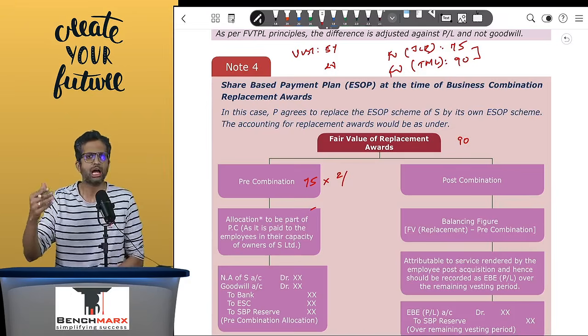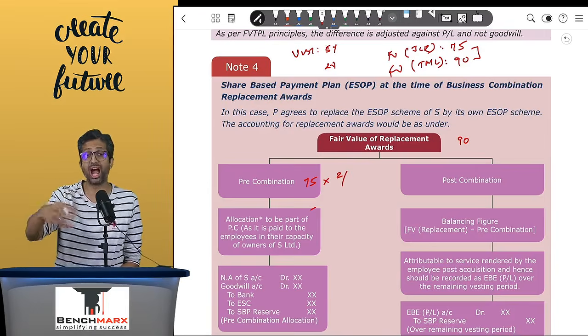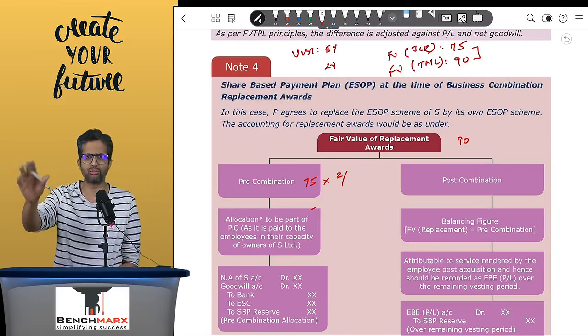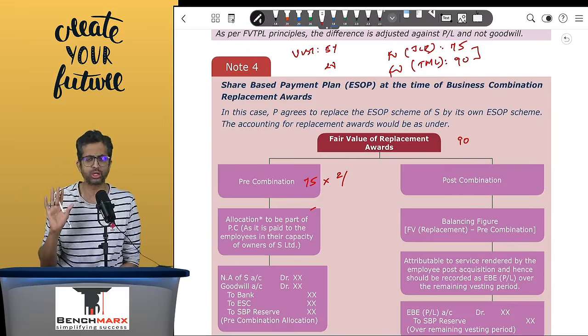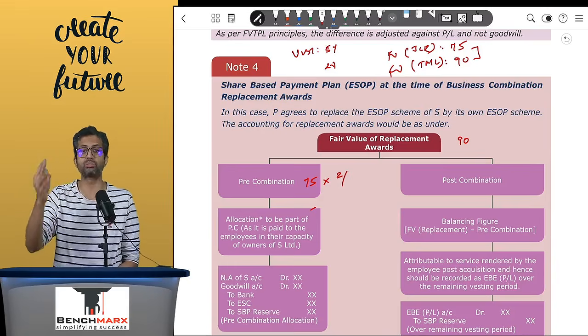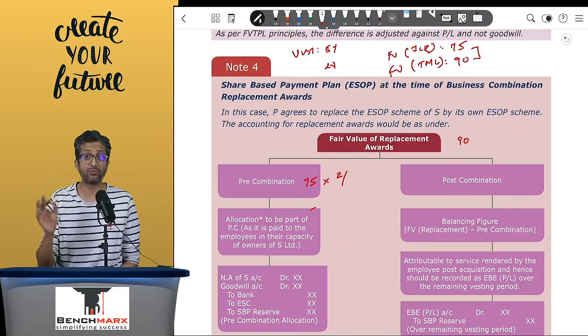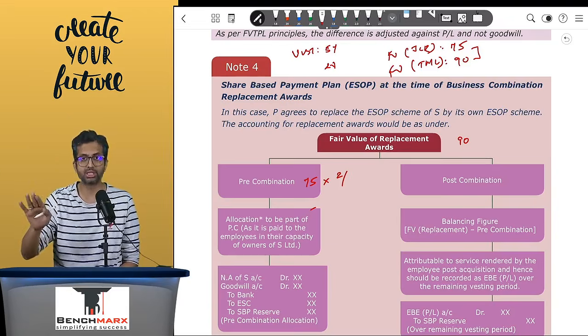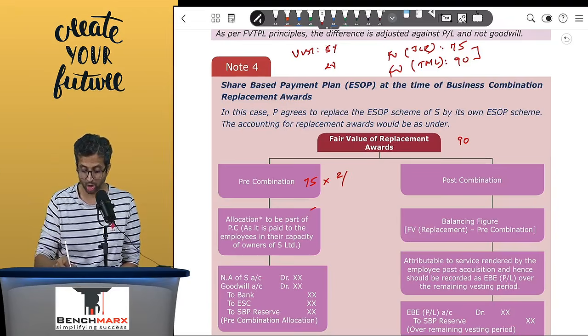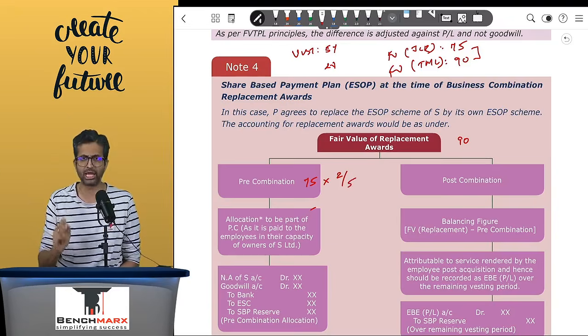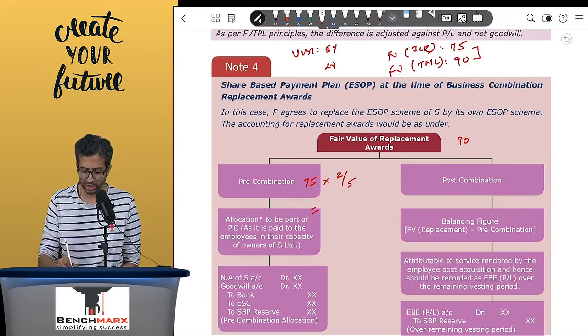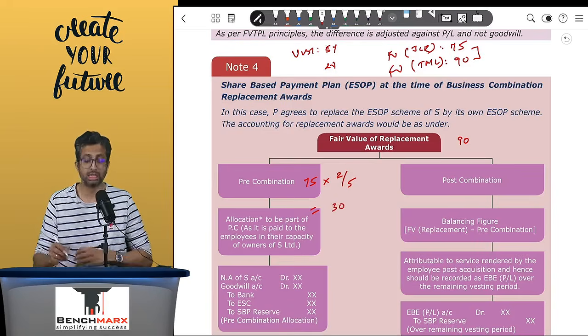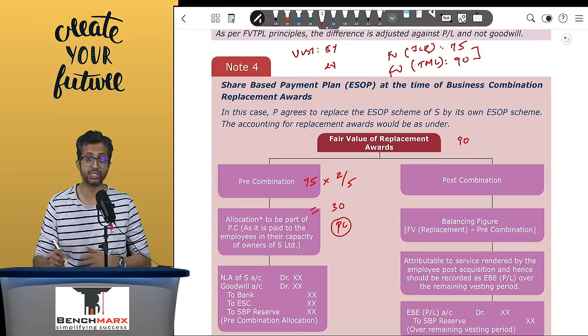So let us say you revise the vesting period. You say 2 years are served, ideally you have to remain for the remaining 3 years. Instead, let us say you can continue for 2 years only. So your revised vesting period is 4 years. So for finding the pre-combination element, you will take the fair value of the original award, that is 75, into the vesting period served upon the longer of 5 and 4, that is 5, and hence this will come to probably 30 rupees. This 30 rupees will be taken as a part of PC.